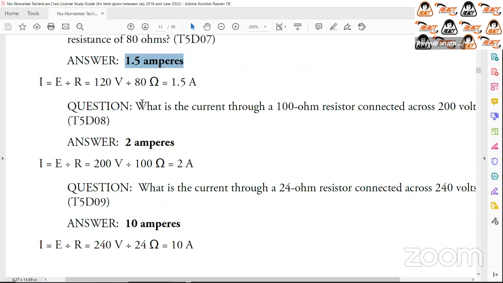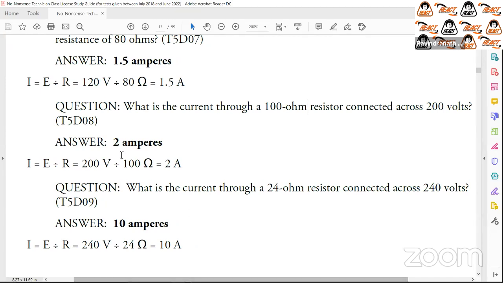Another question like this, they mix it up. What is the current through a 100 ohm resistor connected across 200 volts? Same formula. We're solving for current, so we need the formula of the form that says current is equal to something. So current is equal to voltage divided by resistance. What is the voltage? They tell us 200 volts. We plug it in. What is the resistance? We look for it. 100 ohms.